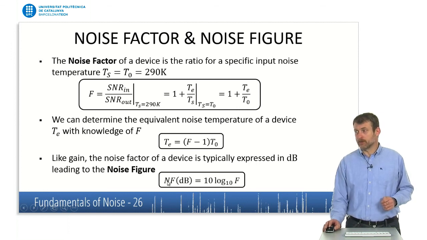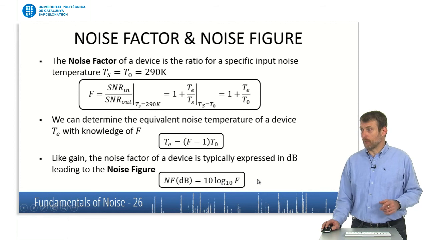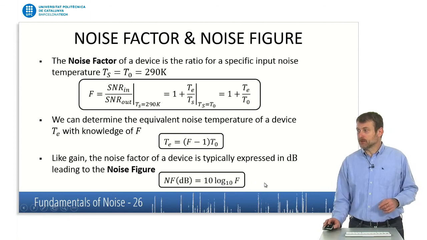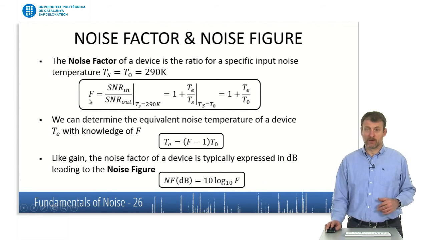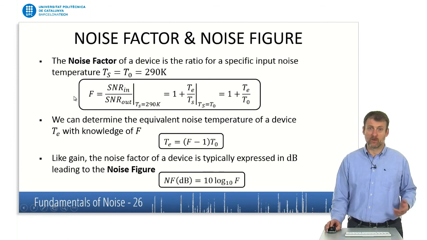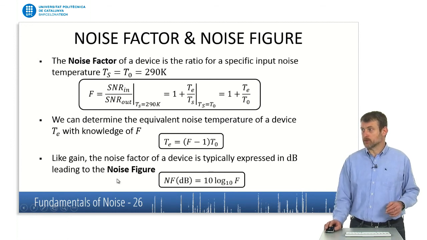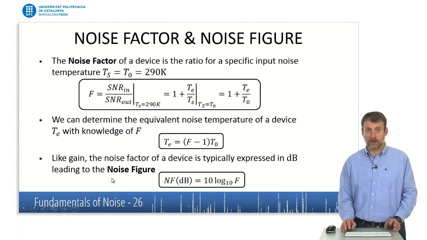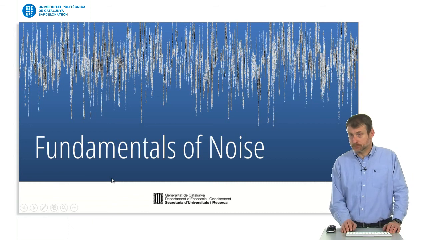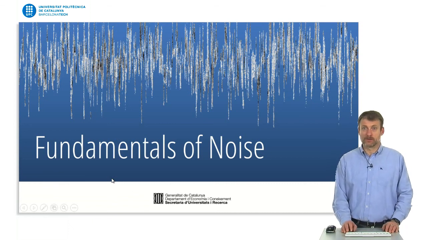Noise figure is defined as the noise factor in dBs, as 10 log of F. I have to say, however, that in many instances, people use F indistinctly, and they call it noise factor or noise figure, and they may quote it linearly or in dBs. So this distinction between noise figure and noise factor is in many practical instances not used. And that finishes this section of the lecture on fundamentals of noise.